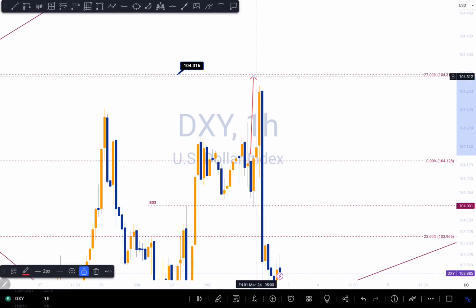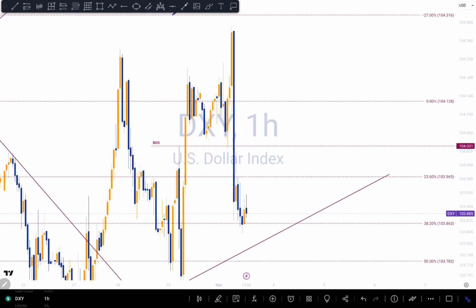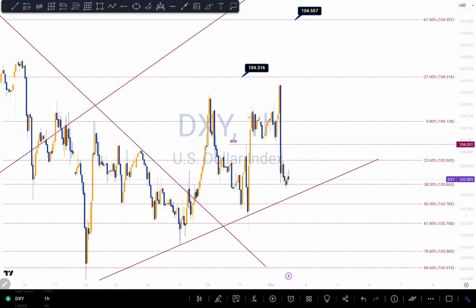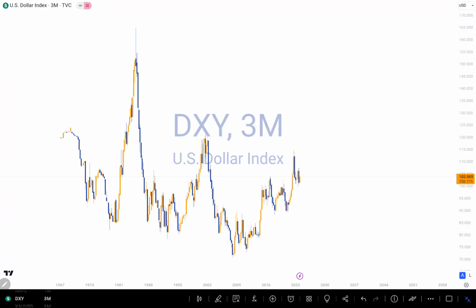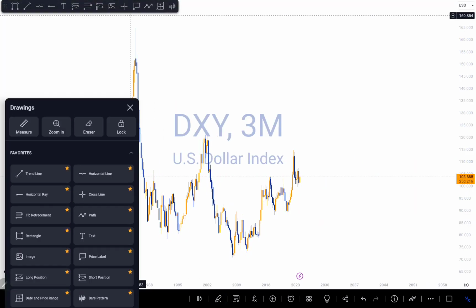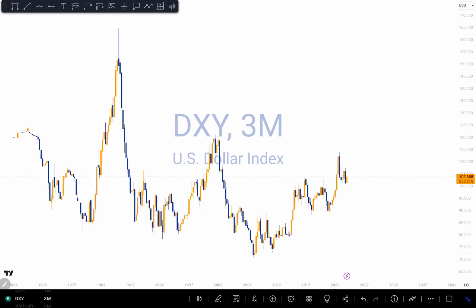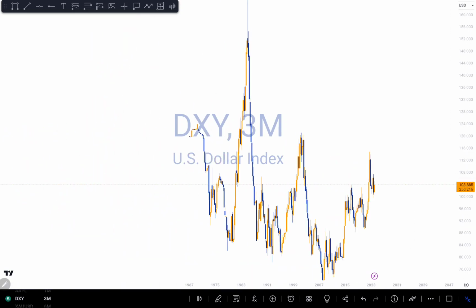Just like you know, I like to do top-down analysis on the XY. So let's go to a bigger time frame. Let's do a monthly time frame. Let's do a top-down analysis on the XY. So we can see that this is the 3 month time frame.